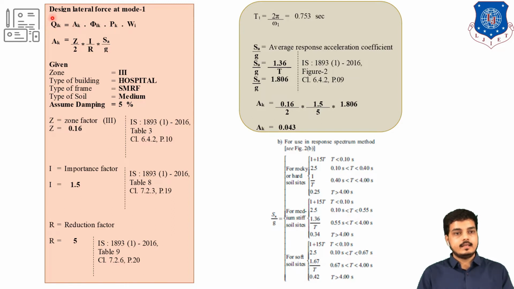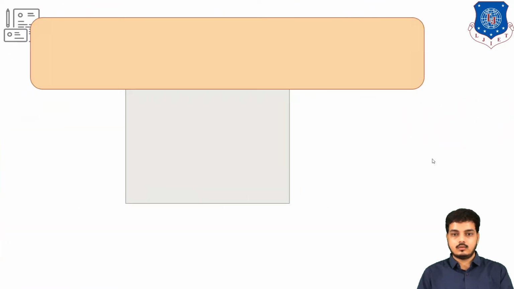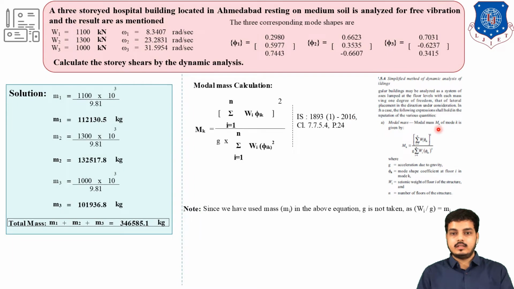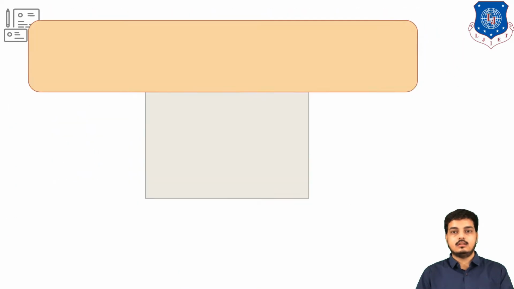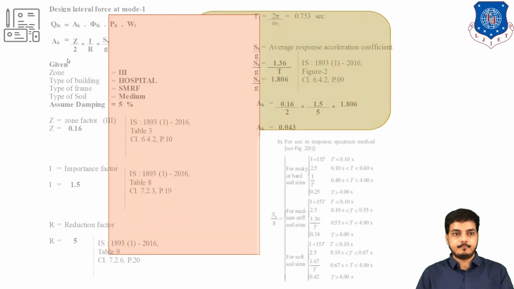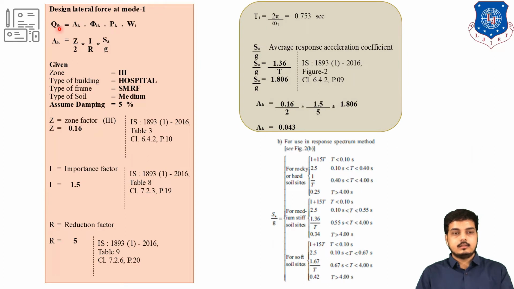So Qik is nothing but Ak into phi ik into Pk into W. This equation is given in the same clause in which the modal mass equation was given, on page number 24, in 7.7.5.4. Similarly, on the next page, in the same clause, the equation is given for this Ak and Qik. So Qik is equal to Ak into phi ik into Pk into W. I'll be explaining what all the terms are.